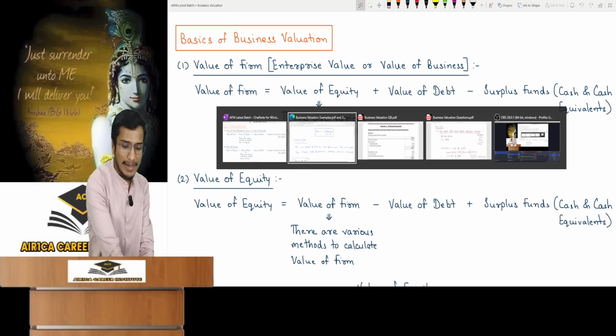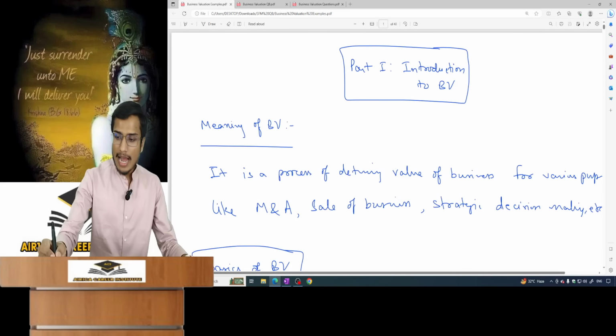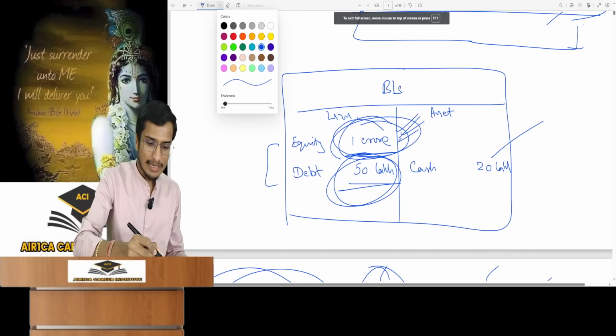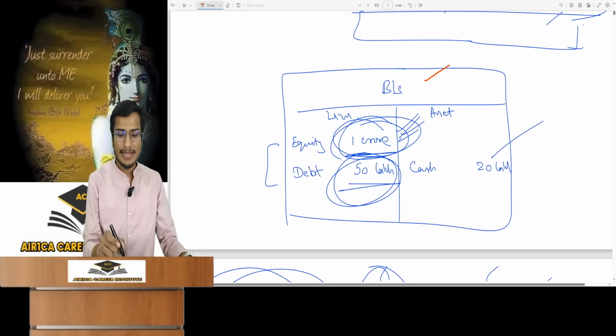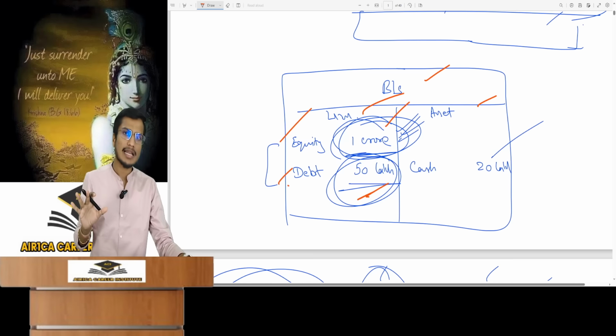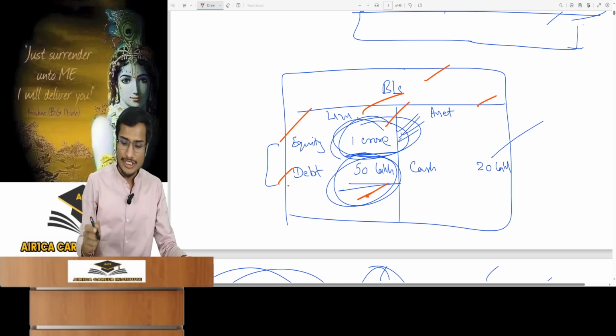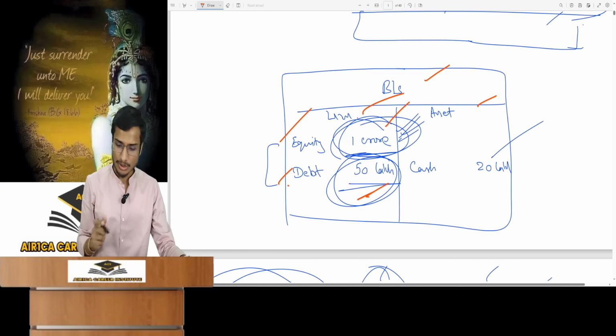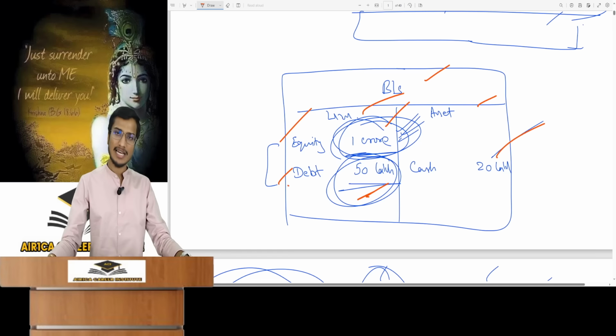If I talk about practical life, then you have a company in front of you and that company's balance sheet. You have liabilities and assets. On the liability side, it has raised 1 crore from equity and 50 lakhs from debt. The money is invested in the business. And on that company's balance sheet, I'm talking about Reliance Limited in my example. I want to make Reliance my own.